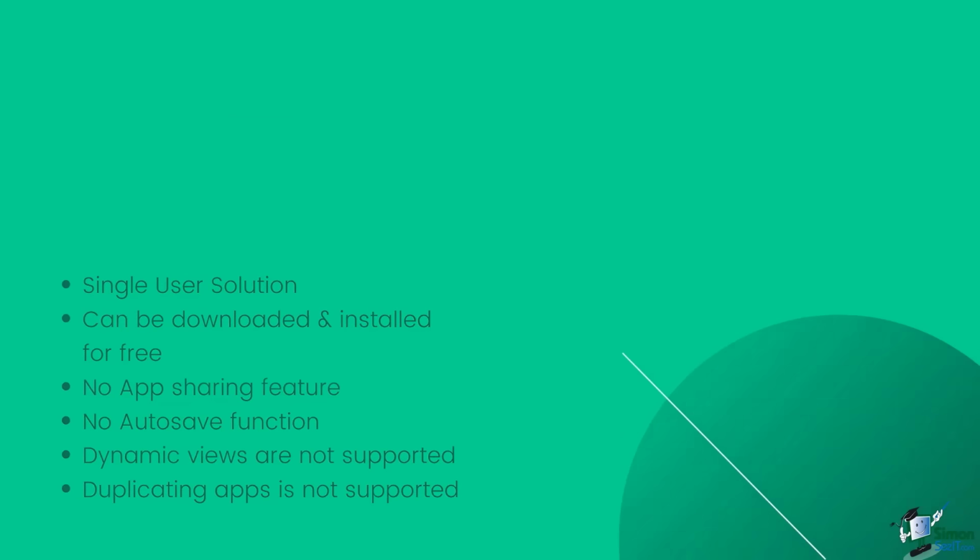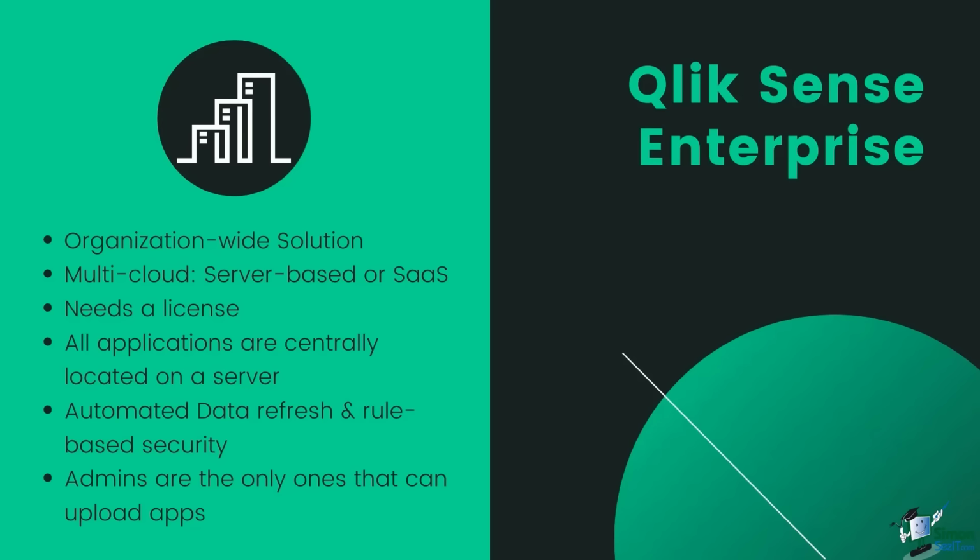Qlik Sense Enterprise is an organization-wide solution. It supports a full spectrum of analytics use cases on a multi-cloud platform. It can either be server-based or SaaS, and is mobile-friendly. It needs a license, and all applications will be centrally located on the server. This server will be the one responsible for security, governance, and other admin functions.